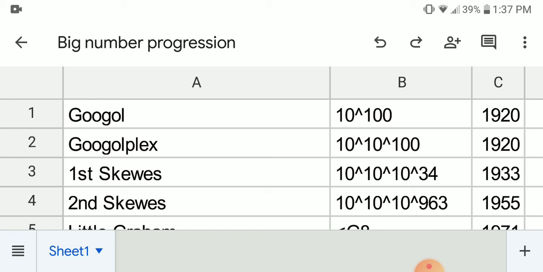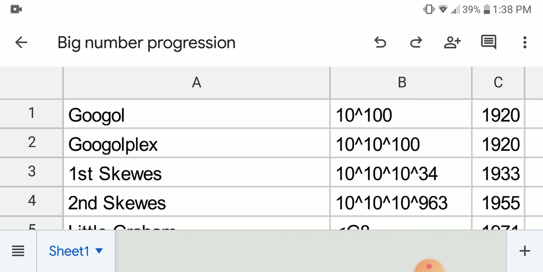The next number is the first Skewes number, which I think was invented in 1933. Again, the years on this list are mostly found in the Googology wiki, except a few of them. The next one, number four, the next biggest number after the first Skewes number, is the second Skewes number, which was discovered or invented in 1955. So there's a 22 year gap, unlike Googol and Googolplex, which were invented about the same time.